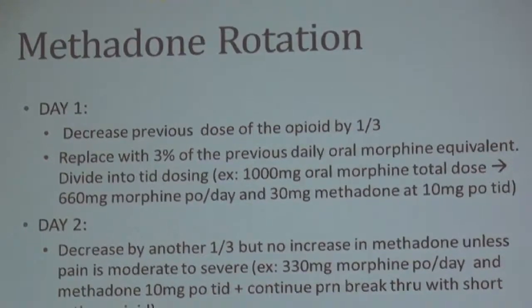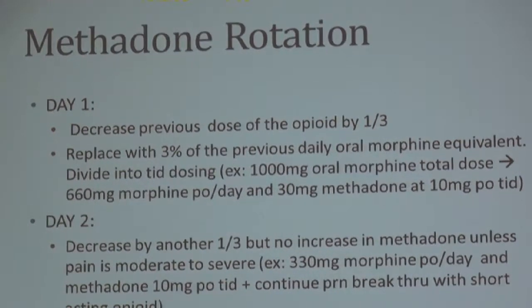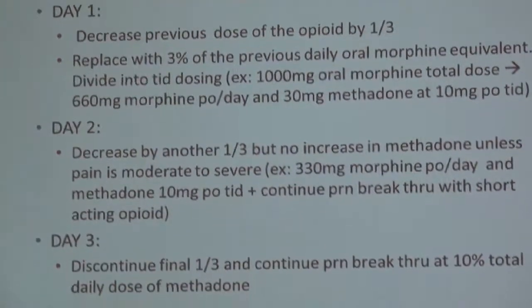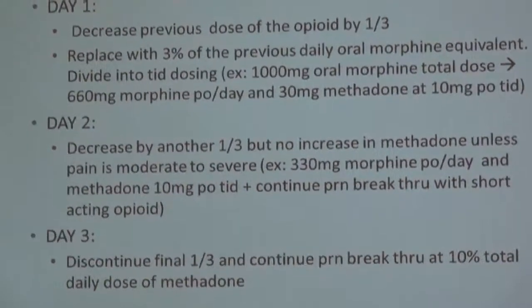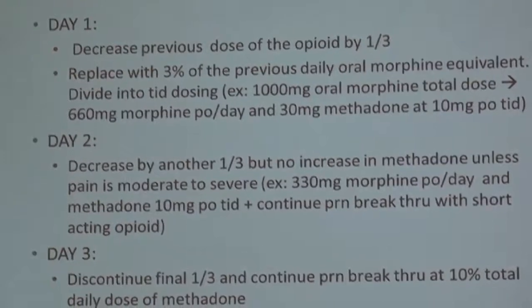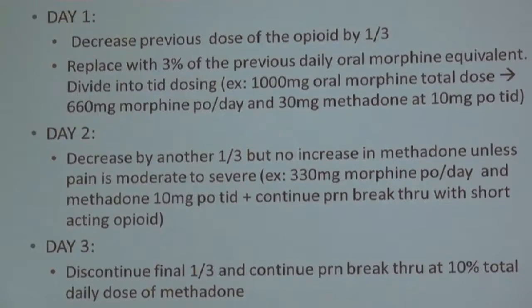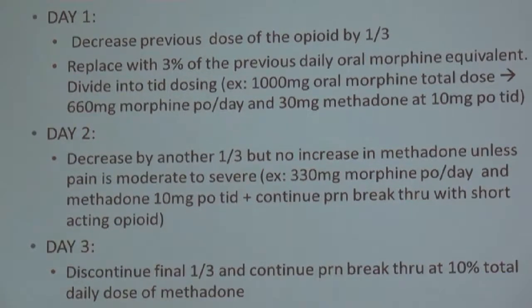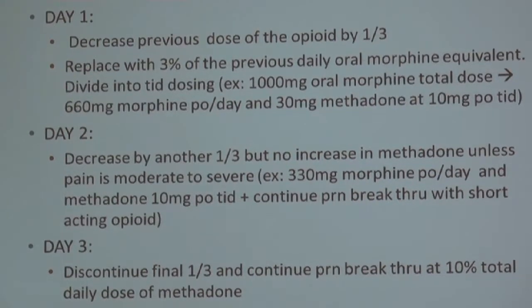And then they would get 660 milligrams of PO morphine, let's say they got in the day, and then 30 milligrams of methadone. And remember, you're dividing that into TID dosing, so 10 milligrams TID. Okay. On day two, you decrease by another 1/3, but you don't increase the methadone unless there's moderate to severe pain. So let's say that they're saying it's not severe, that it's mild, and so you would decrease to 330 of the morphine for the total daily dose, which may be like 110 TID, and then you continue with the methadone 10 TID.